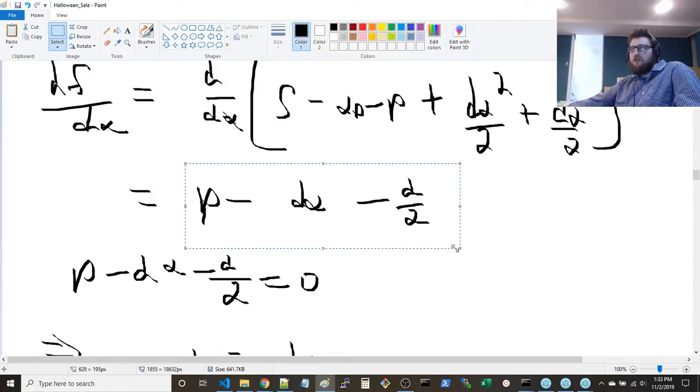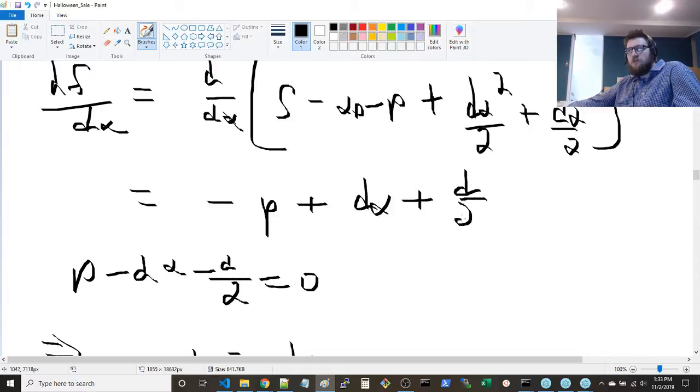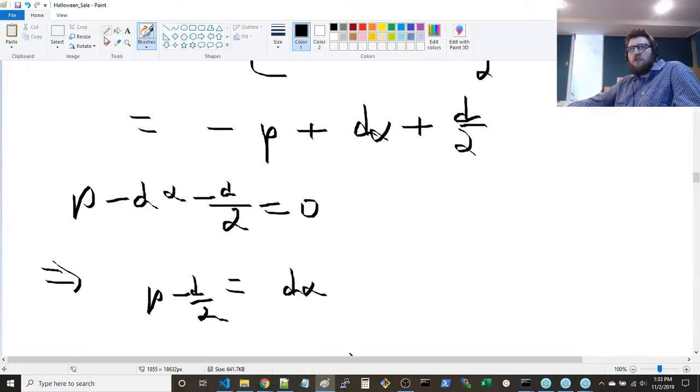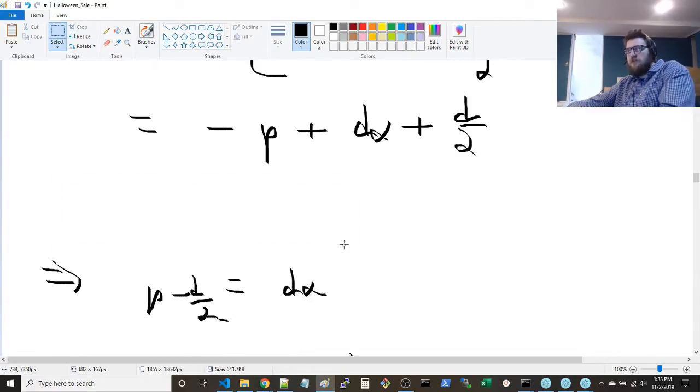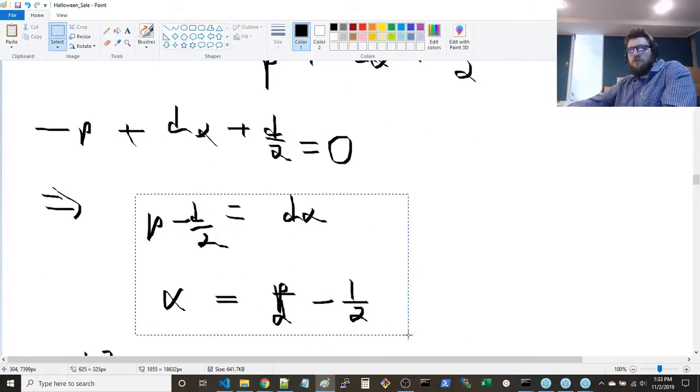So then S goes away, P goes away, you get negative alpha P, or negative P, plus D alpha plus D over 2. There we go. And now this is negated. This gives us negative P plus D alpha plus D over 2 equals 0. Which then gives you this other stuff.